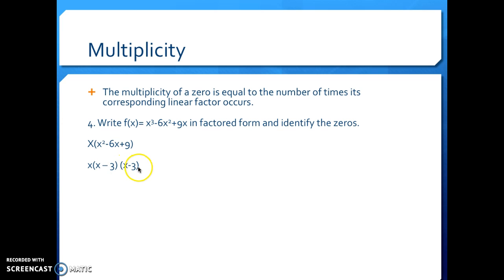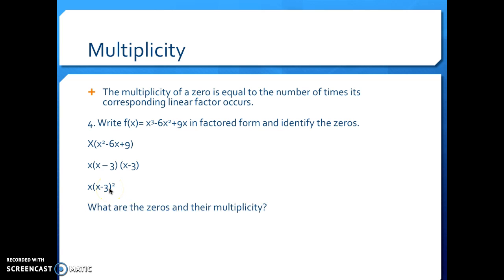And negative 3 times negative 3, well, a negative times a negative equals a positive, and 3 times 3 equals 9. So our answer is x times x minus 3 times x minus 3. Now we would set each one of these equal to 0. Or you can write it like this: x and x minus 3 squared.